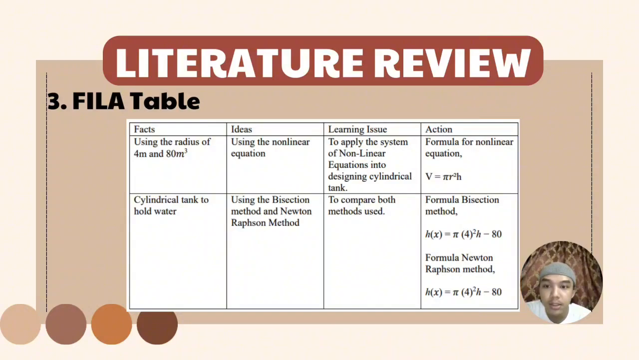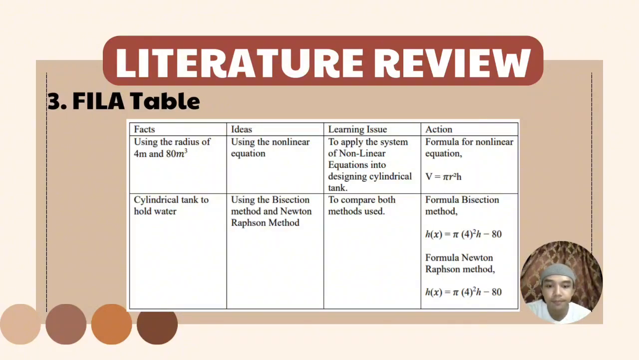The third and last literature review is the filler table. In this table, we have facts, ideas, learning issues, and actions. The first fact is using a radius of 4 meters and 80 cubic meters. The idea is using nonlinear equations, and the learning issue is to apply the system of nonlinear equations to designing a cylindrical tank. The action we took is using the formula of nonlinear equations. The second fact is a cylindrical tank to hold water. The idea is using the bisection method and Newton-Raphson method. The learning issue is to compare both methods used, and the action is the formula of the bisection method and the formula of the Newton-Raphson method.